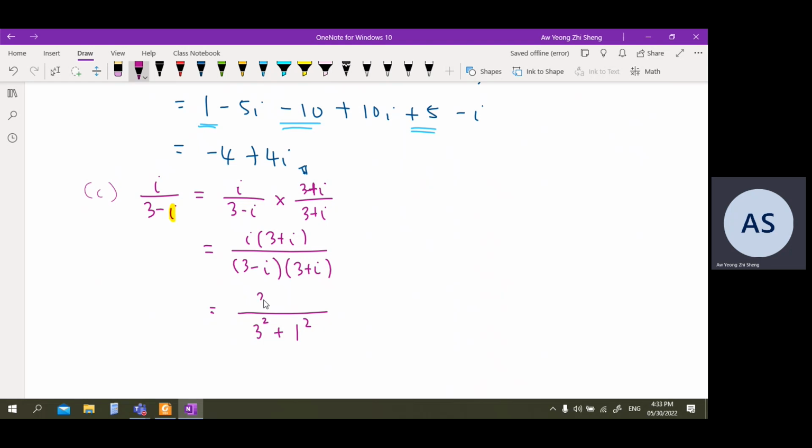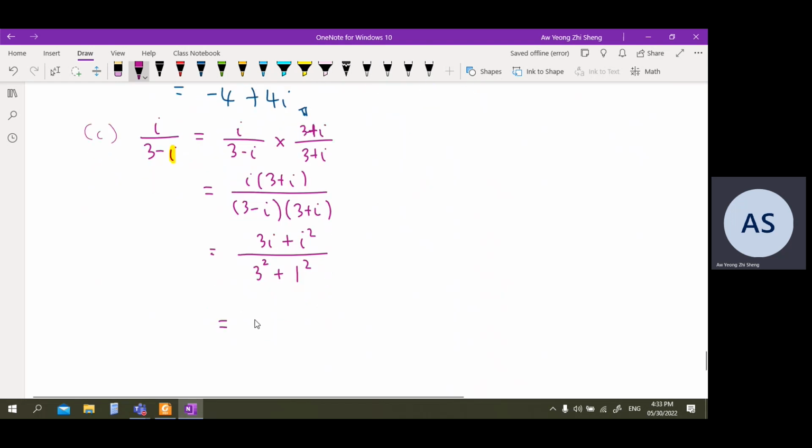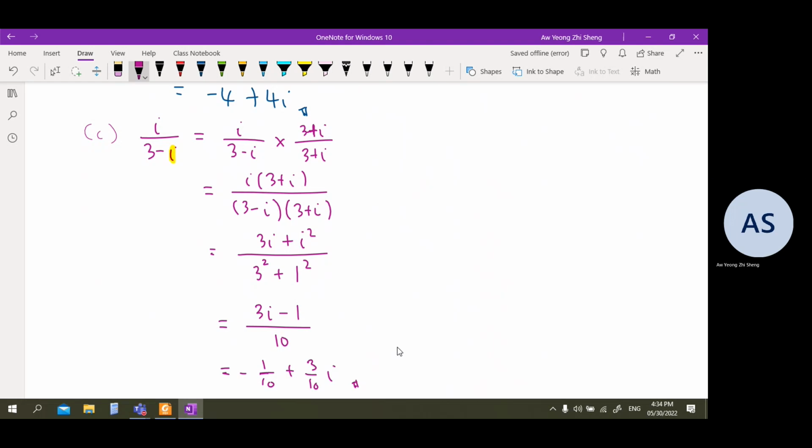At the top, I have 3i plus i squared. But i squared is negative 1, so I will rewrite as 3i minus 1 divided by 10 at the bottom. Split it into two separate terms, and I rearrange it. I write the real term at the front, negative 1/10 plus 3/10 times i, and that's the answer. Okay. Lastly is part D.